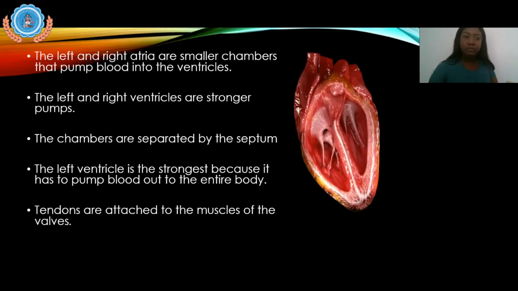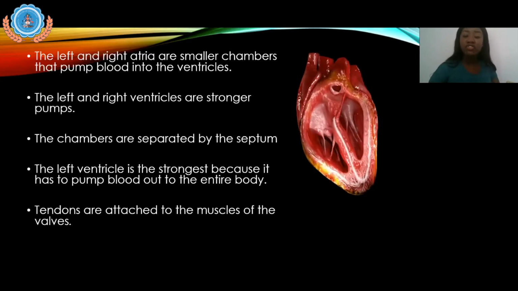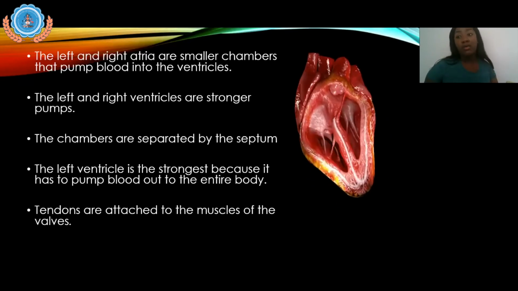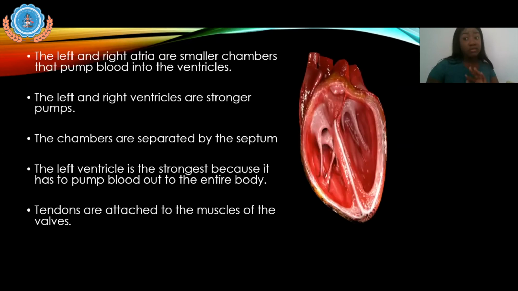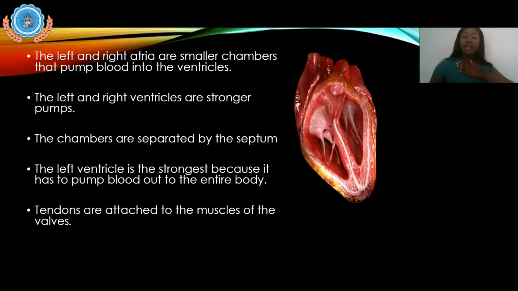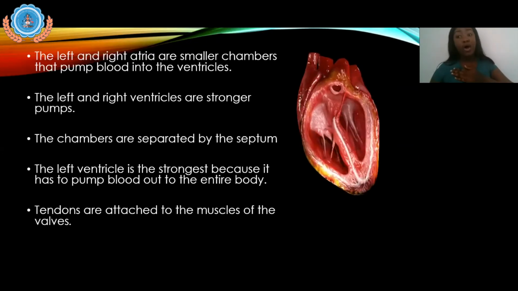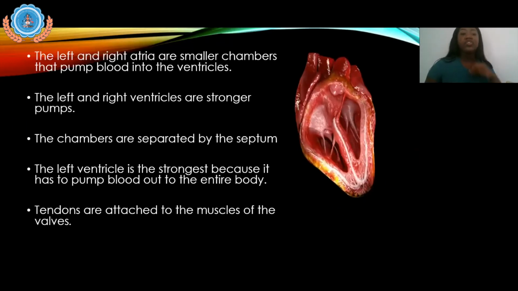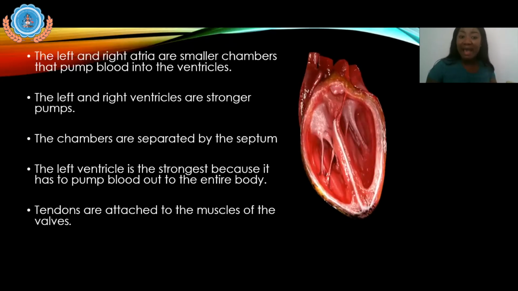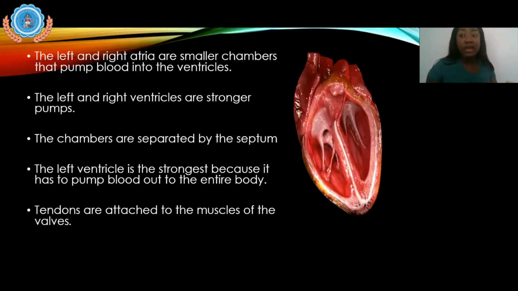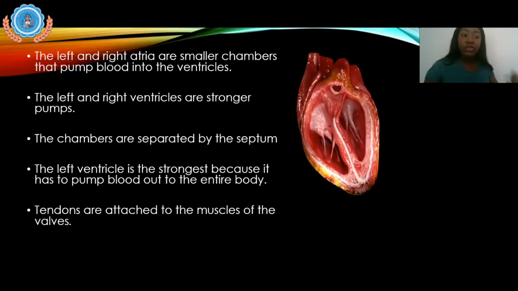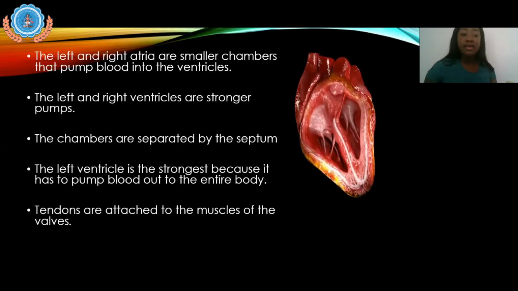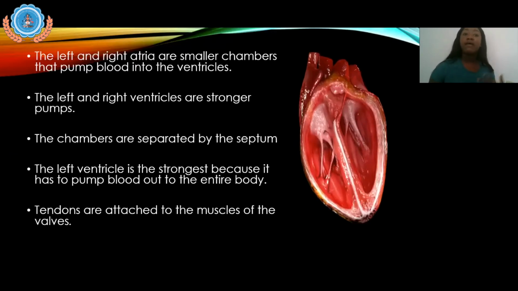on the other side. The left ventricle is the strongest because it has to pump blood all around the body. And just a point of note, we're starting from your chest and going all the way down to your toe. That's a very long distance to cover. So the walls of your left ventricle have to be strong and thick in order to push that blood through the aorta into your body. And the tendons are attached to the muscles of the valve.